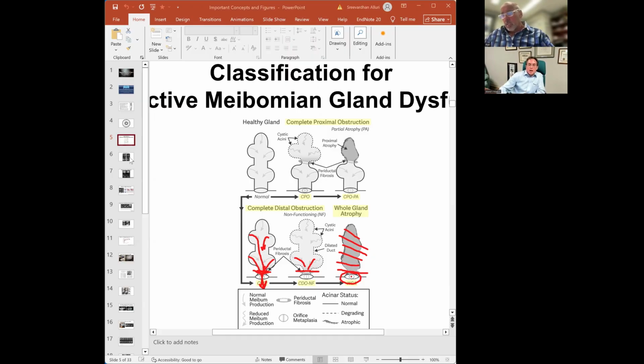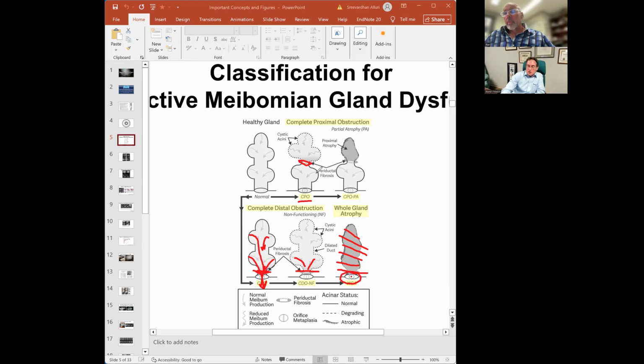Claire's got the slide up, and I want to go back to the normal and make the point that the middle image on the upper row is CPO. What that means is complete proximal obstruction. There, the scar tissue, the periductal fibrosis, is deeper in the gland. Now that's important because that scar tissue is now behind at least one acinoductal unit, as Claire's pointing out.